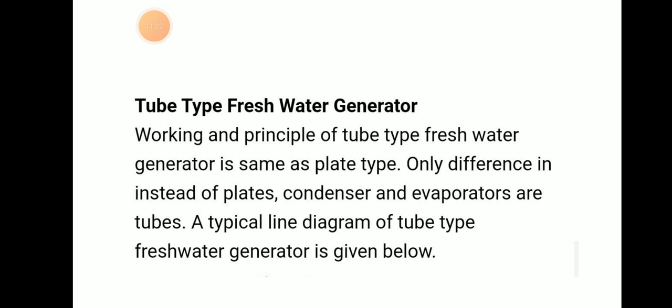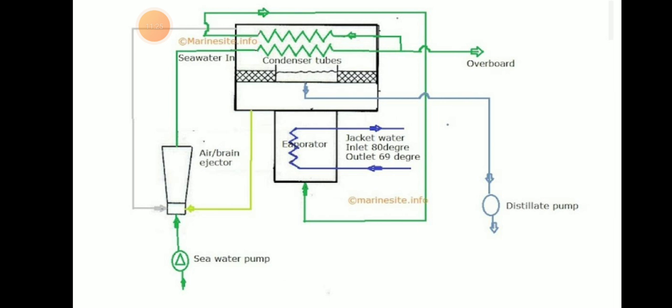Tube type freshwater generator. This is another type of freshwater generator. Here the working principle is the same as that of the plate type freshwater generator. The only difference is that instead of plates, the condenser and evaporator are made of tube shape. Here we can see the picture of a tube type freshwater generator.